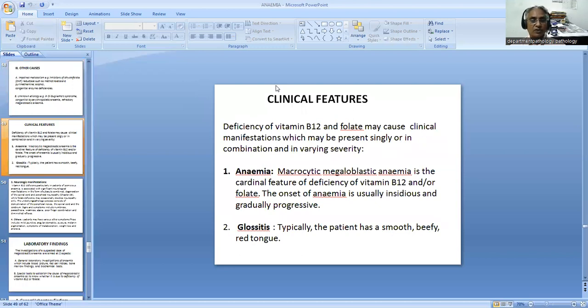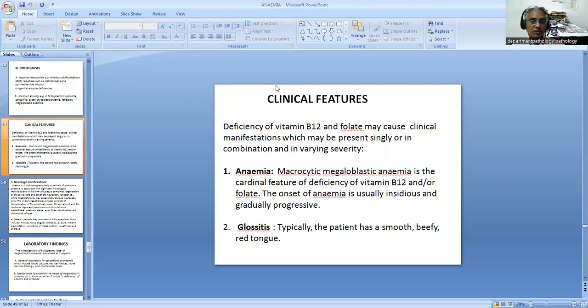What are the clinical features in a case of megaloblastic anemia? Deficiency of vitamin B12 and folate may cause clinical manifestations which may be present either singly, where means either there may be deficiency of isolated vitamin B12 or folic acid, or there may be a combined deficiency of vitamin B12 and folic acid both in varying severity.